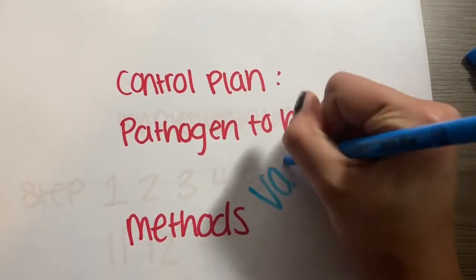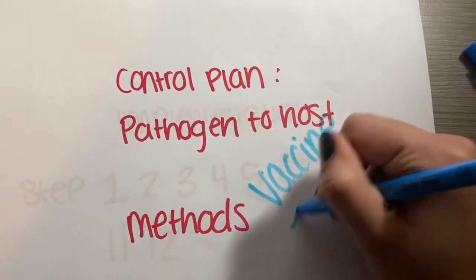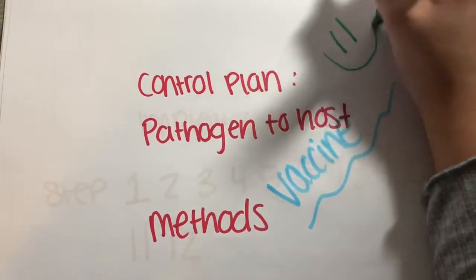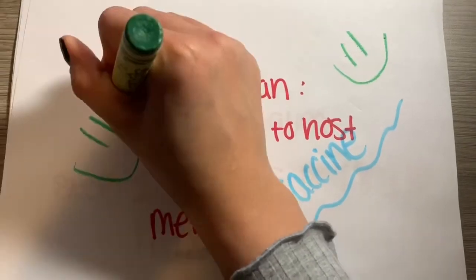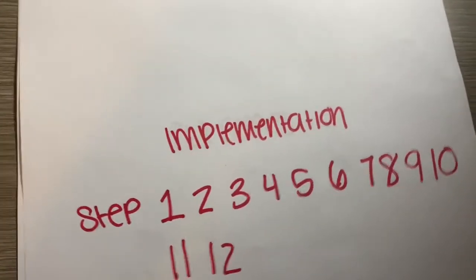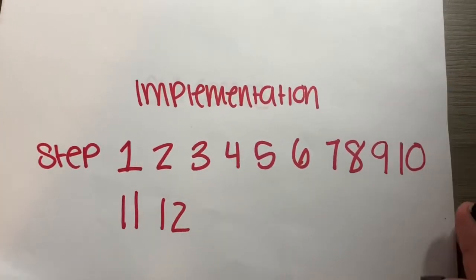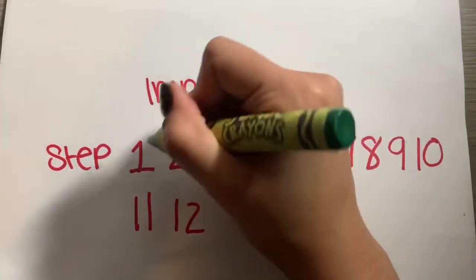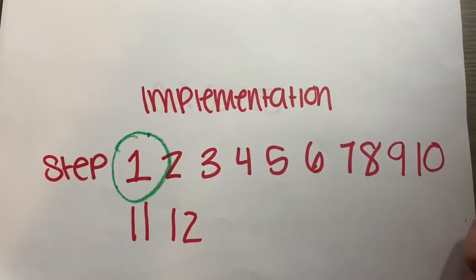The method of control for this link is to create a vaccine. So our control plan for pathogen to host is going to be basically to create this vaccine that will break the link between the pathogen and the host. Immunization provides potential hosts with immunity to the pathogen should they come into contact with it. The way we'll implement this is through several steps.